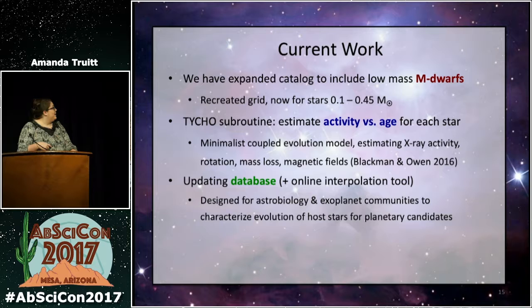And I'm also writing a Tycho subroutine that will be able to estimate the activity versus age for each star in our catalog. This is based on a minimalist coupled evolution model from Blackman and Owen 2016. And I'm also working on keeping the database updated.